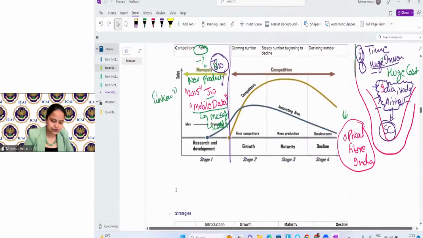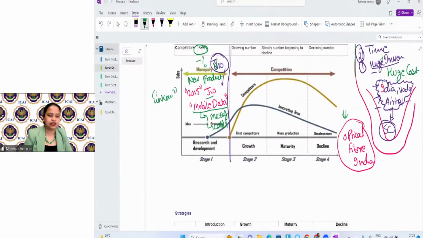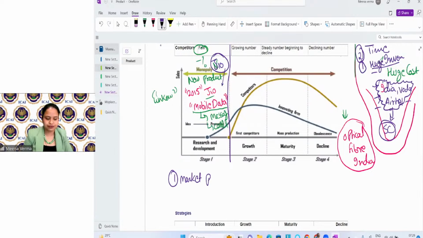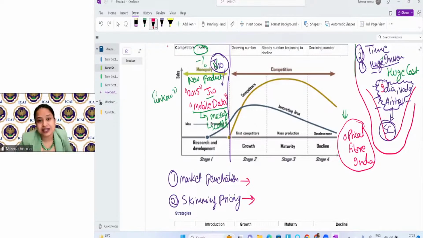So what was the pricing strategy of the company? Initially, when you want to introduce your product in the market, your pricing strategy will be, either you follow the market penetration strategy, or second, you follow the skimming pricing strategy. So now the question comes: what is market penetration and what is skimming pricing strategy?